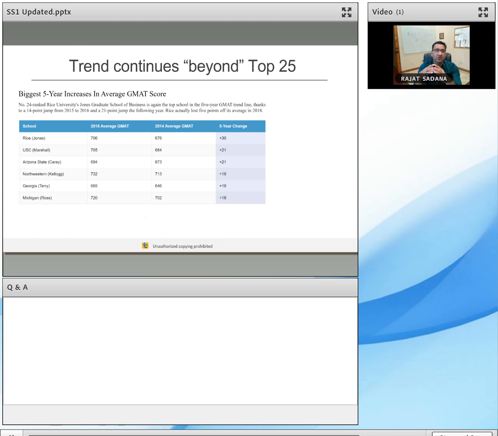And this trend is not only limited to the top 25. We see an upward trend overall. Here are schools ranked between 26th and 30th, and what you see is the 5-year median score change. Now, not all of them are in that 730 range, but a few of them are. And in this table, you see schools which have had the highest 5-year median score increase. You'd see Kellogg and Ross are probably the two schools from the top 25 that are here. But other than that, the other 4 schools in this table are not in the top 25.